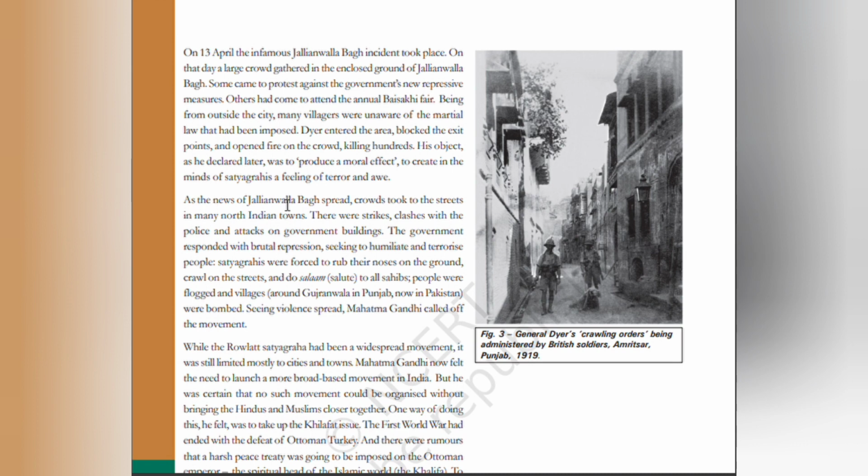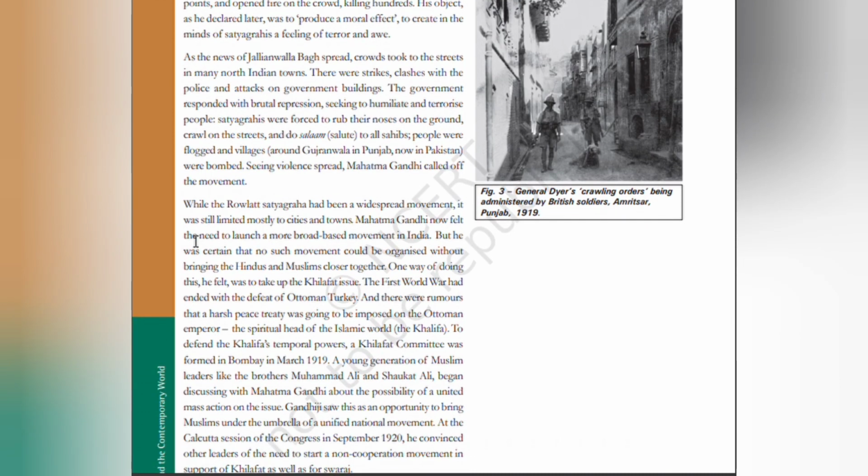As the news of Jallianwala Bagh spread, crowds took to the streets in many North Indian towns. There were strikes, clashes with the police, and attacks on government buildings. The government responded with brutal repression, seeking to humiliate and terrorize people. Satyagrahis were forced to rub their noses on the ground, crawl on the street, and do salam to all sahibs. People were flogged and villages were bombed. Seeing violence spread, Mahatma Gandhi called off the movement.